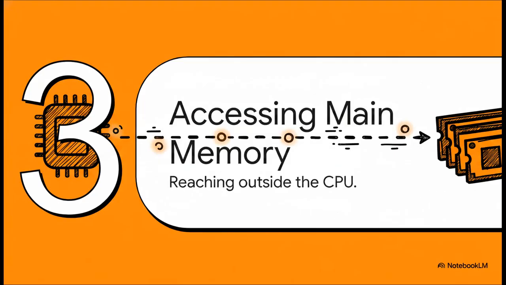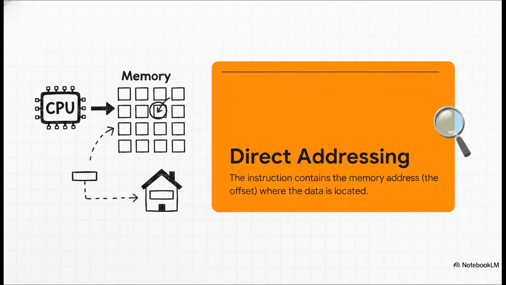Okay, but what happens when the data isn't already inside the CPU? Now we need ways to reach outside the processor and into the main system memory, or what you probably know as RAM. And that brings us to direct addressing. With this mode, the instruction itself contains the specific memory address. It's like a command that says, go to 123 Main Street, the package you need is inside that house.